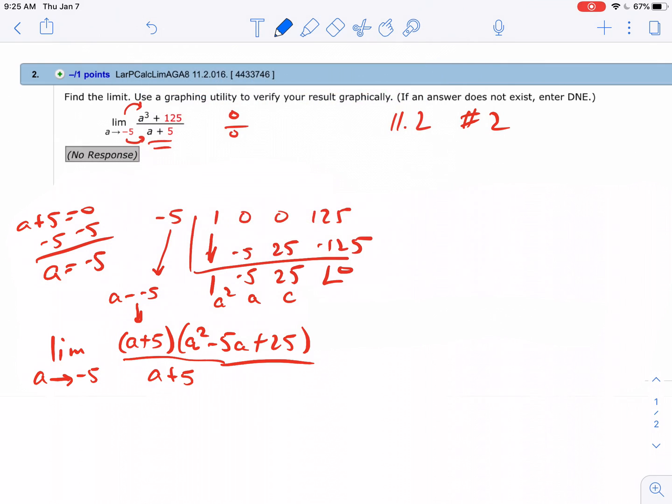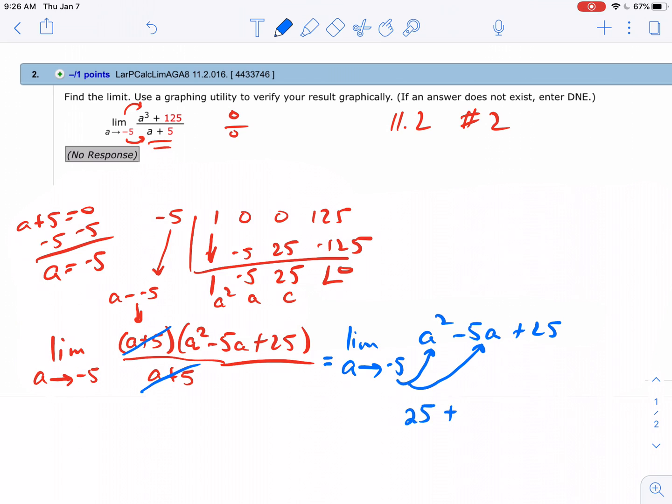So again, because that a plus 5 appears on top and the bottom, this function actually behaves like a squared minus 5a plus 25. So when you take that -5 and you plug it in to those two spots, I get -5 squared is 25. -5 times -5 is also 25. And my constant of 25, right? So this all adds up to 75 for my limit.